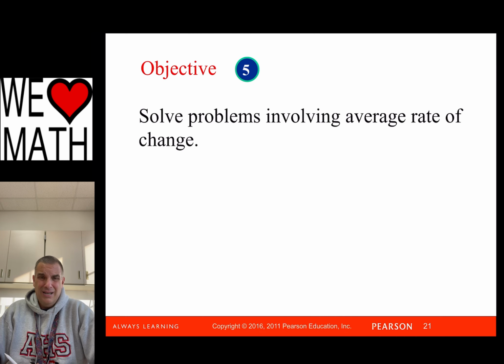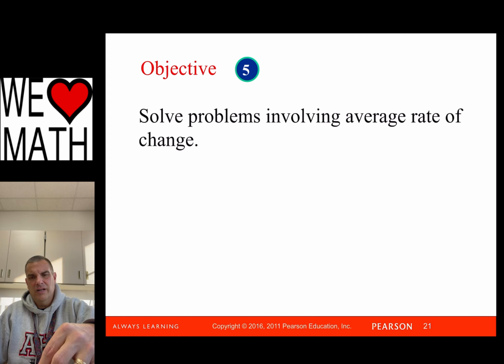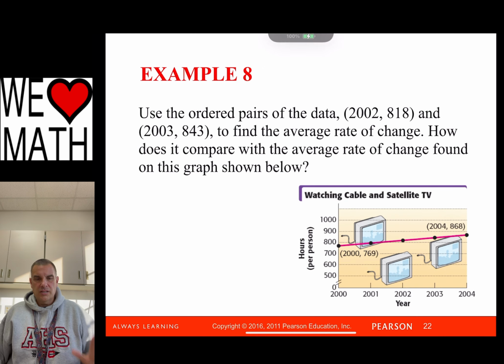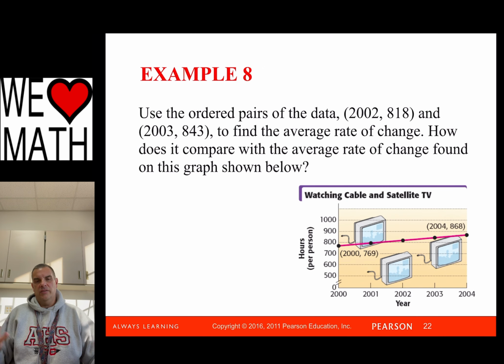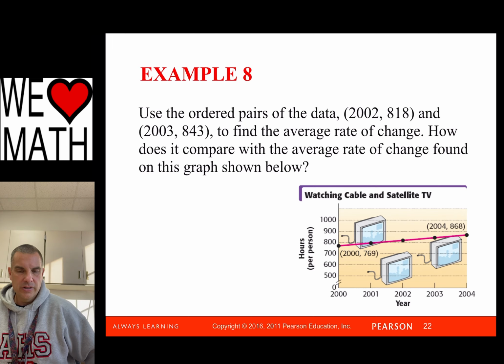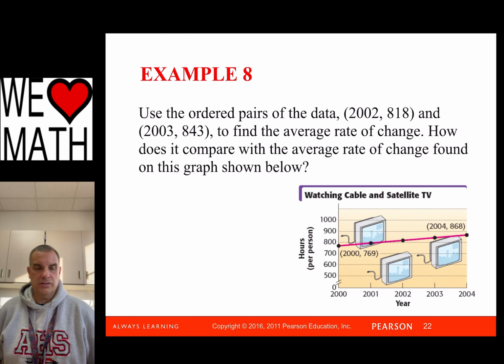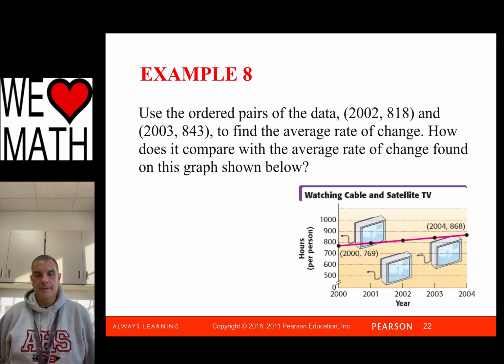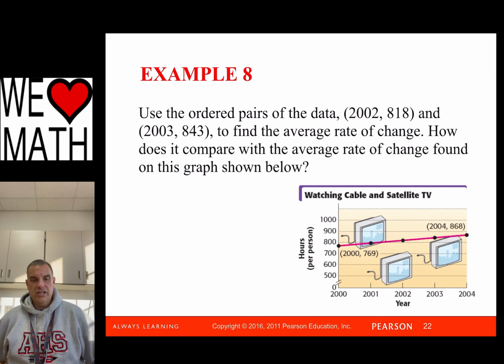So last thing really is rate of change and solving problems that deal with rate of change, and we'll just let them do this one for us. The rate of change really is just slope. That's all it is. So we use the ordered pairs. In 2002, there were 818, and in 2003, there were 843. To find the average rate of change, how does it compare to the average rate of change found in the graph below?